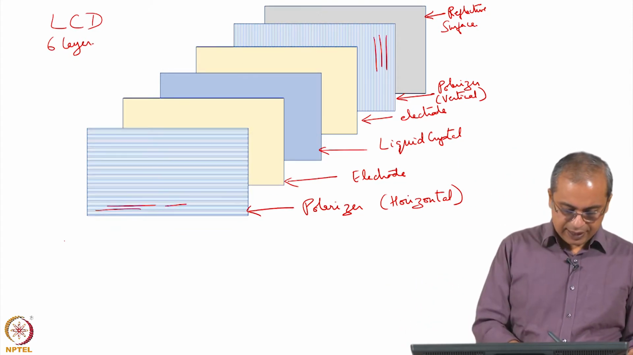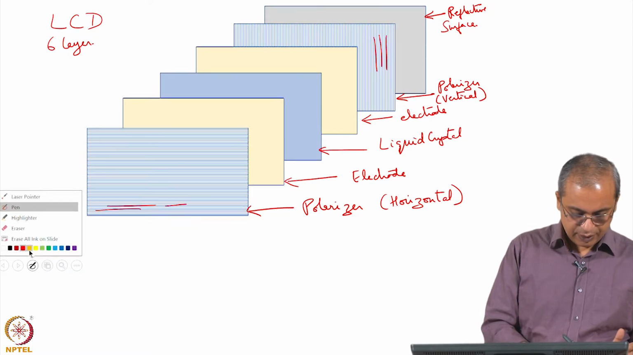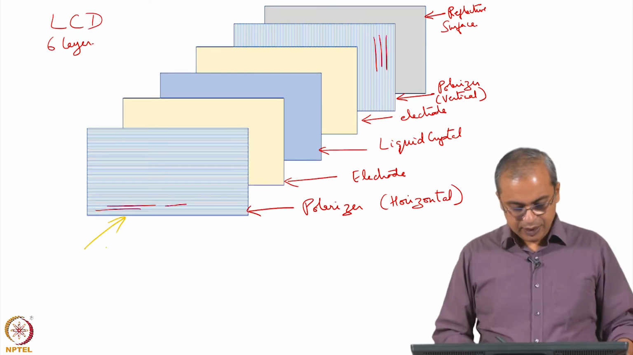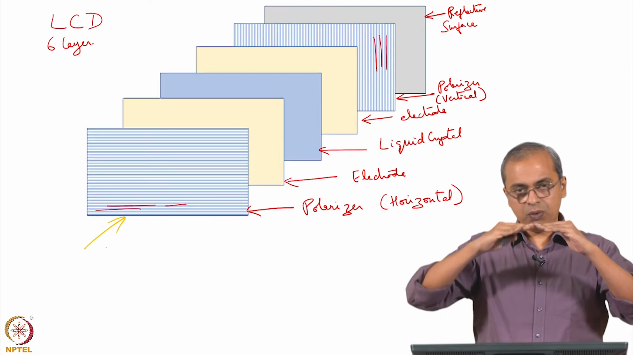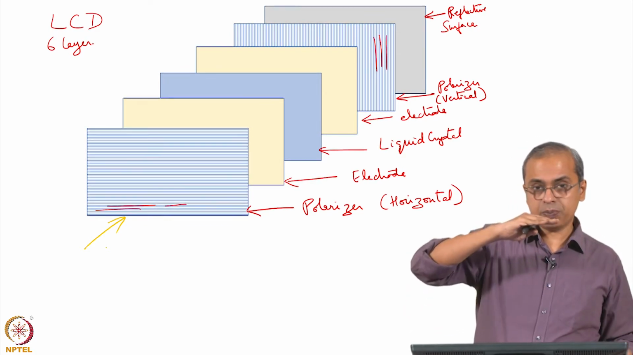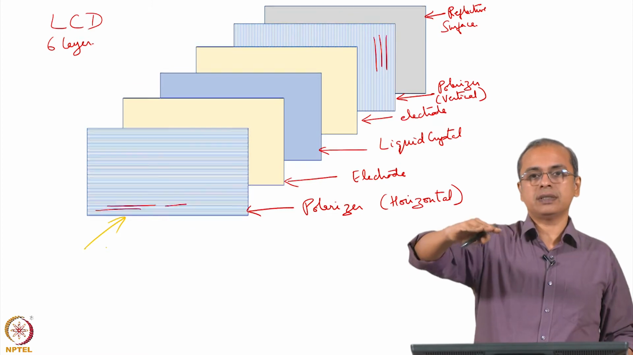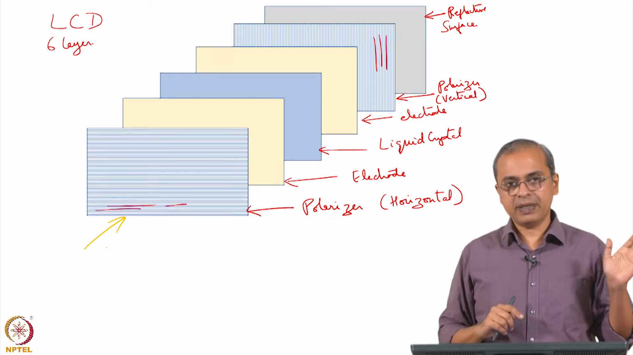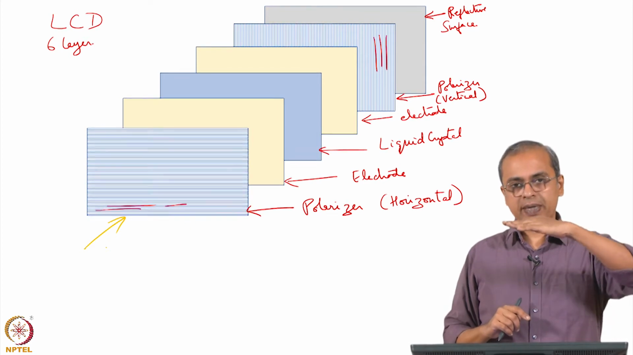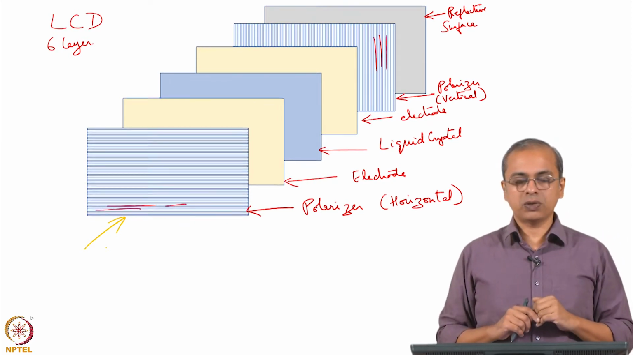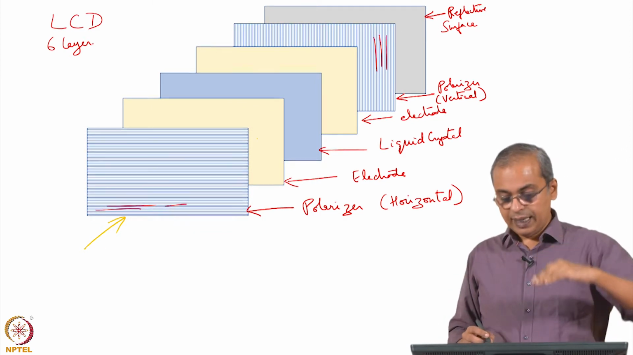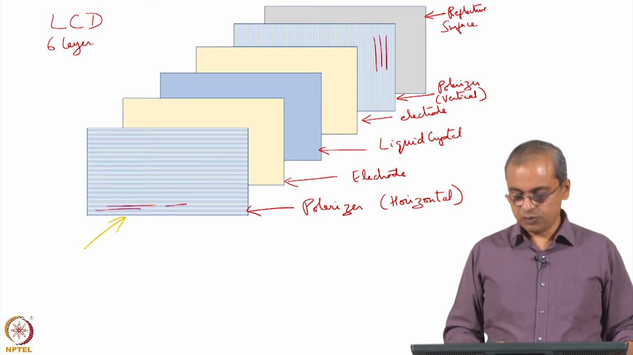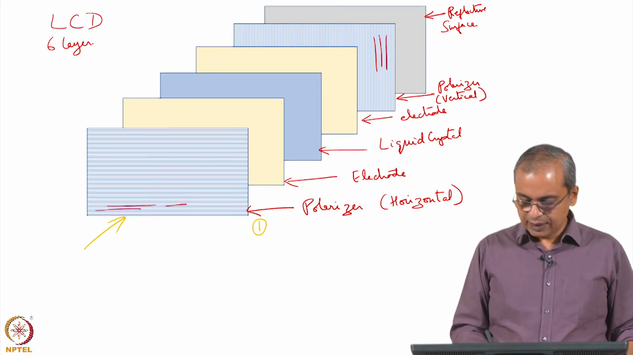Now what happens is, if light comes in, so let us say you have light coming in here. This polarizer that is in front, the horizontal polarizer, makes it so that only light that is polarized in the horizontal direction goes through this first layer. All the other light is prevented from going through the layer. So some light goes through, all of which is plane polarized in the horizontal direction. Then it goes through the transparent electrode, and then goes through the liquid crystal layer.